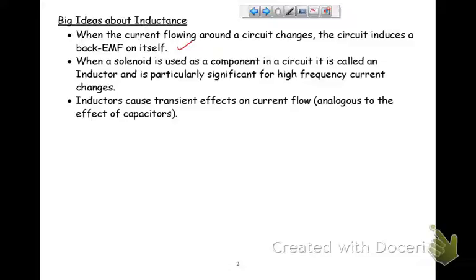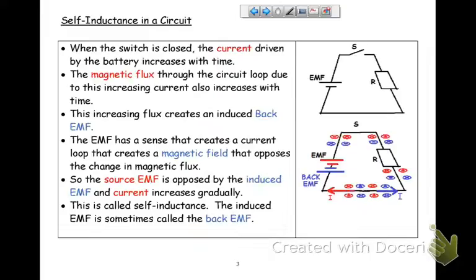When a solenoid is used as a component in a circuit, it is called an inductor. This is deliberate, and it's particularly significant for high-frequency current changes. Inductors cause transient effects on the flow of current, analogous to what we saw with capacitors, and they can be very useful. So there's inductance by happenstance, and we've got to know how to deal with it. And then there's inductance which is deliberate, which is, hey, I want this effect. Let's talk about inductance by happenstance.